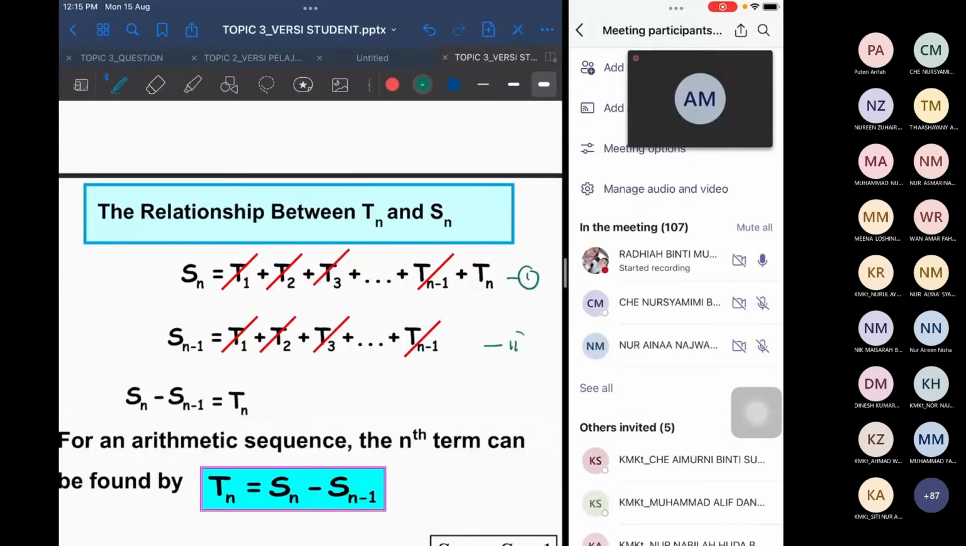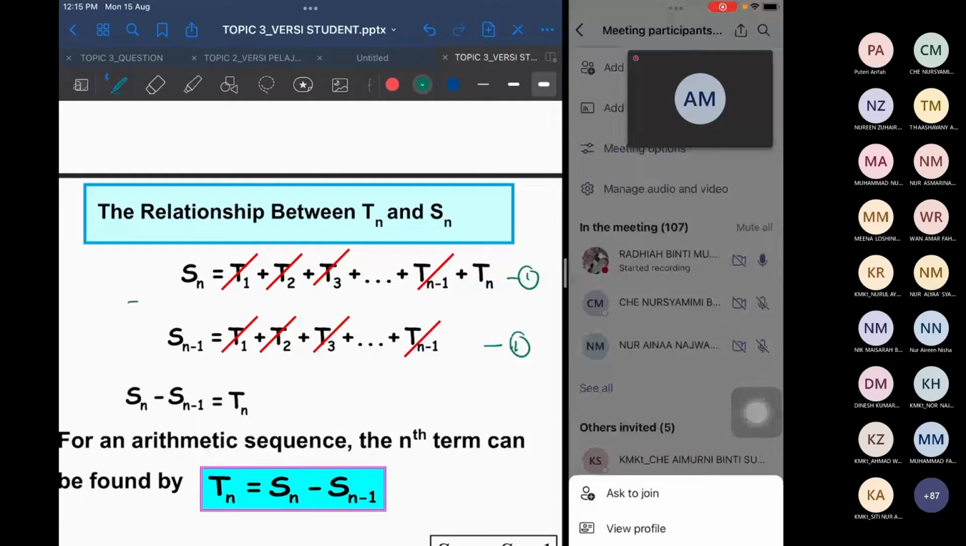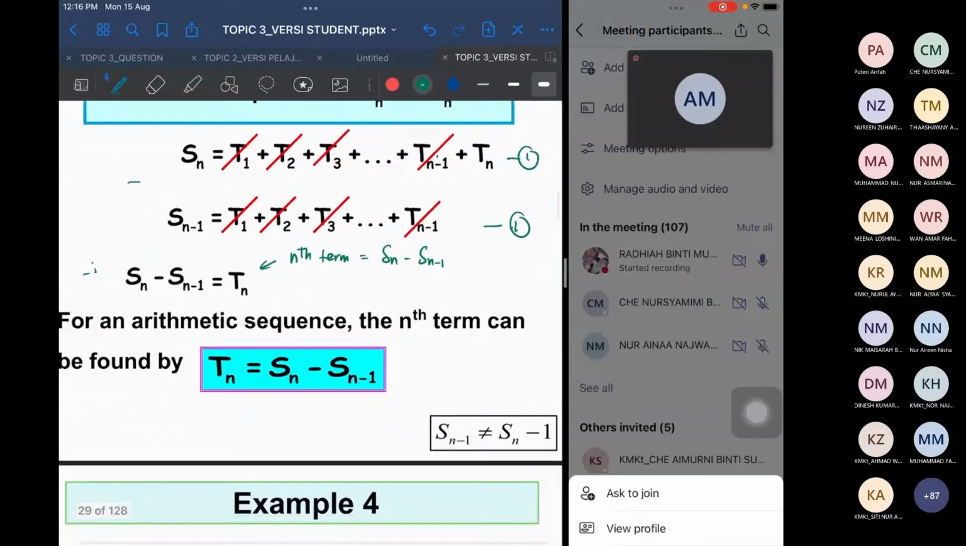So this is first equation. This is equation 2. And then we minus. Okay, so bila minus, so T1 tolak dengan T1, T2 tolak dengan T2, T3 tolak dengan T3, until Tn minus 1 tolak dengan Tn minus 1. So yang tinggal adalah Tn. So kita boleh buat kesimpulan Sn minus Sn minus 1 is equal to Tn. So maksudnya you punya nth term tu sama juga dengan Sn minus Sn minus 1. Tu yang dia nak maksudkan.